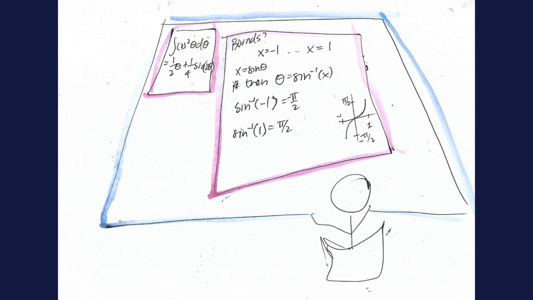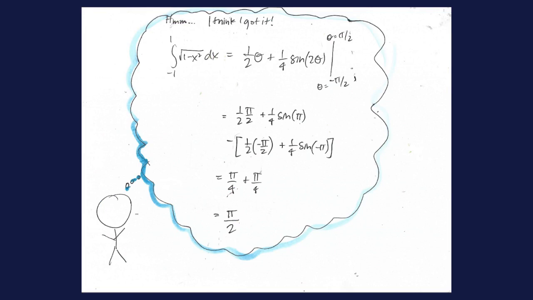So far so good, but okay, I have to worry about the bounds now. x is going from -1 to 1. x is sine theta, so theta is sine inverse of x. Okay, so sine inverse of -1 is negative pi over 2, and sine inverse of 1 is pi over 2. I think I got it.